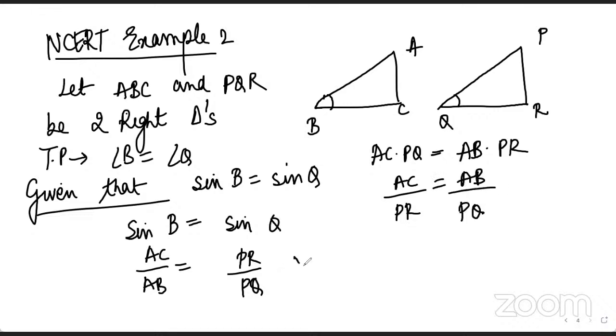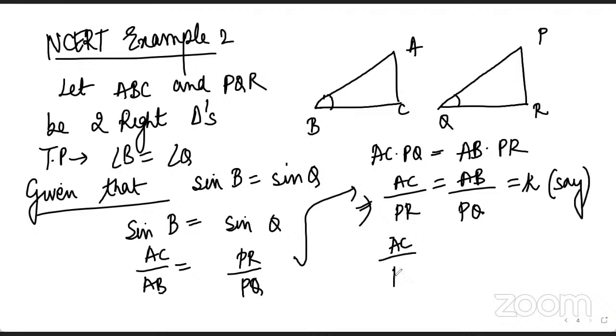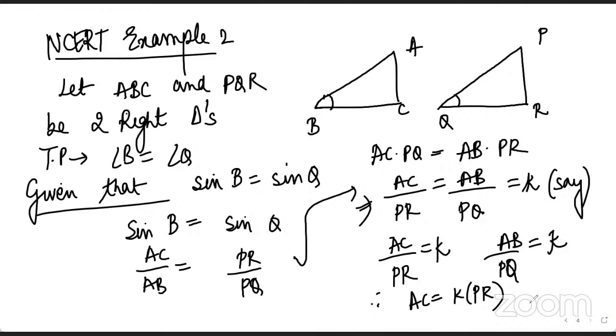I can write this expression this way because I have to use the concept of similar triangles and I need the ratio of the sides. So as I've got this, now I can say this is equal to K. I'm just assuming it. Therefore, AC upon PR is equal to K, and AB upon PQ is equal to K. Now, I can say that AC is equal to K into PR, and AB is equal to K into PQ.